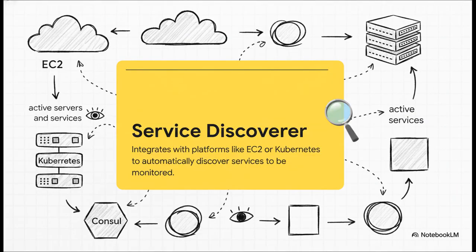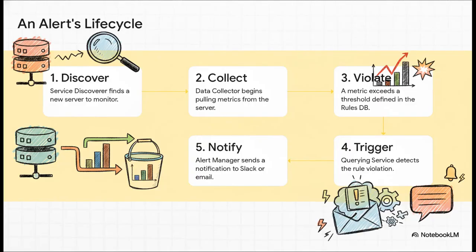And for that, we introduce a brand new component, the Service Discoverer. This thing is literally the eyes of our system. The way it works is simple but really powerful. It integrates directly with the APIs of platforms like EC2 or Kubernetes or Consul. And it just asks them, hey, what's running right now? It gets back a dynamic, real-time inventory of every target that needs to be monitored. Zero manual intervention required.